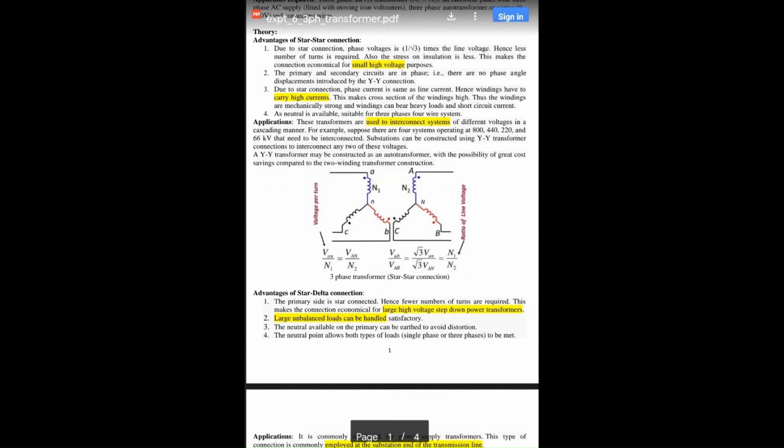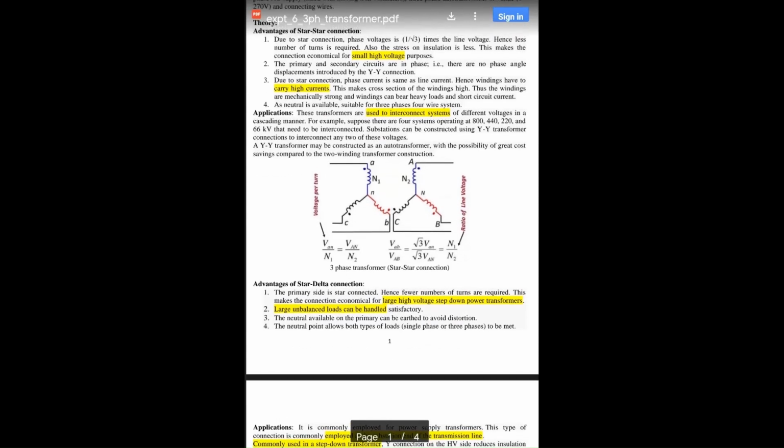We have studied two types of three phase connections. One is star connection and one is delta connection. This star or delta connection can be applied to the primary side or to the secondary side. Based on this, we have four possibilities. The three phase transformer is either star-star connected, which means that the primary side is star connected and the secondary side is also star connected.